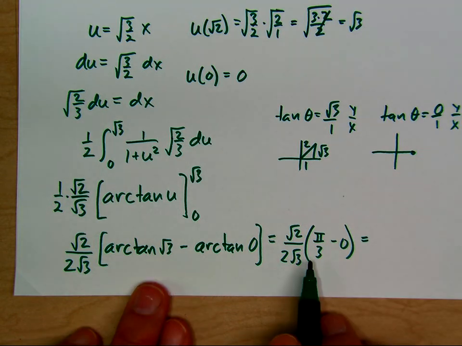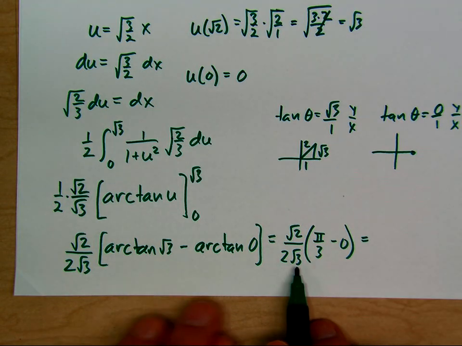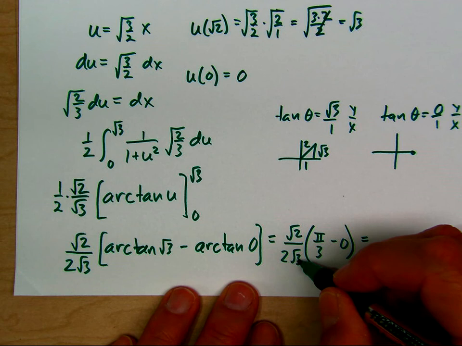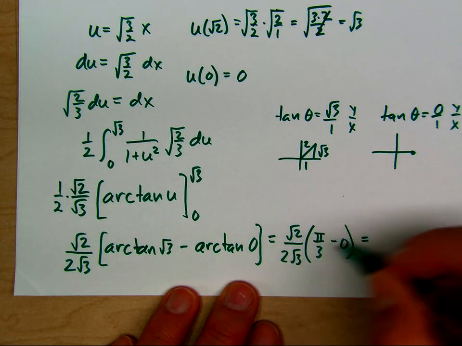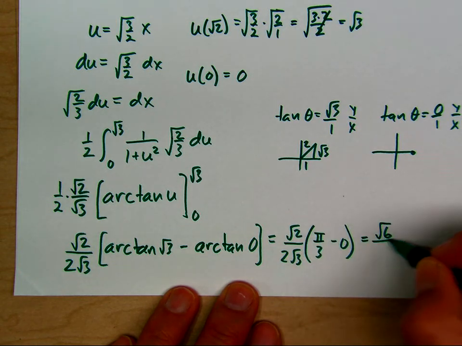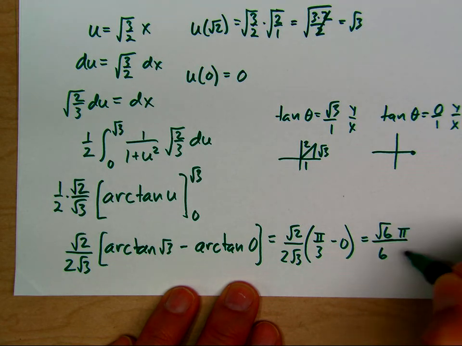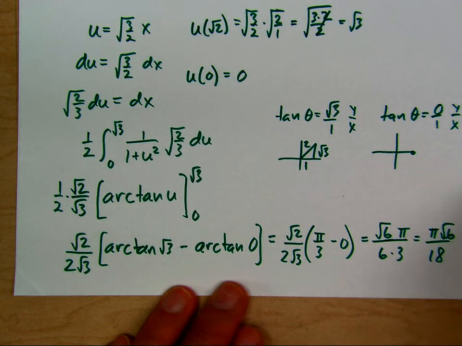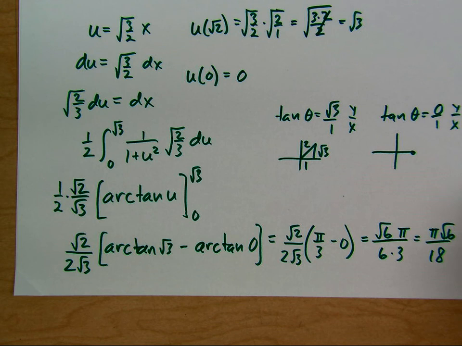So we just have to rationalize the denominator. Let's multiply numerator and denominator by radical 3. We get radical 6, and then this will give us a 6. Times pi over 3. So we get pi radical 6 over 18. Okay, and we'll stop there.